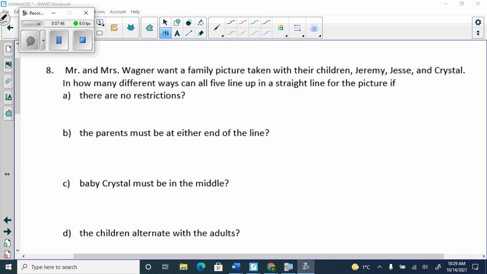So, Mr. and Mrs. Wagner want a family picture taken with their children, Jeremy, Jesse, and Crystal. There is a Jamie. We just can't include him because I had to have 5. Okay? Or else I had to make up a new name and make us have 7, which I didn't want to do.